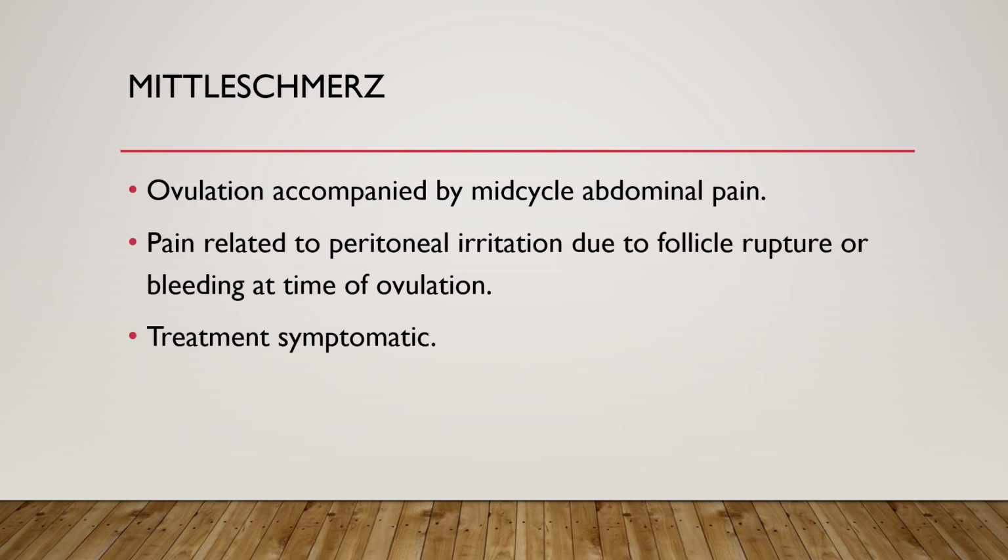Another one here is Mittelschmerz. You might think that that's a strange name, but of course it comes from Europe. And anyway, what it deals with is ovulation. About mid-cycle of ovulation, they end up with abdominal pain. And this is when the follicle ruptures, and it's basically around the time it releases an egg. So what we're seeing here is pain associated with their cycle. And about all we're going to do with that is just treat them symptomatically. So we'll just treat them according to their needs.